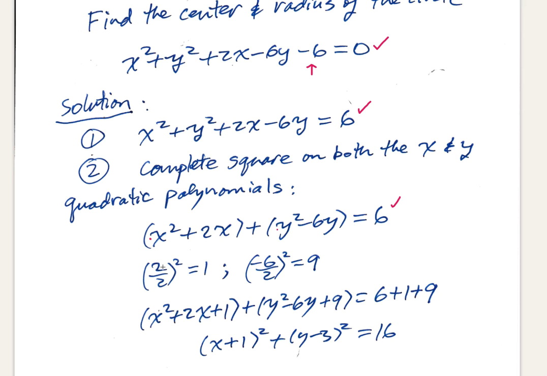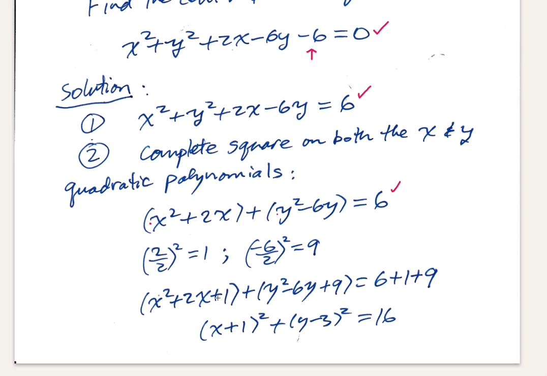You take half the coefficient of x, so that's 2 divided by 2, and then square that result. You get 1, okay, in this case. So you see I came down here and added 1 in here, and for the y polynomial, half of negative 6 is negative 3, and squared is 9, so I added 9 to this one.